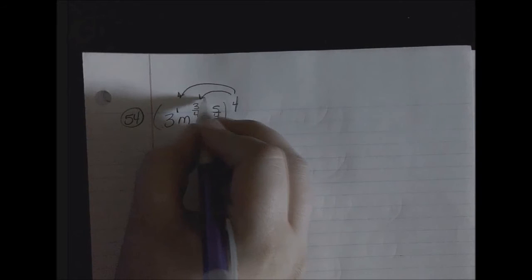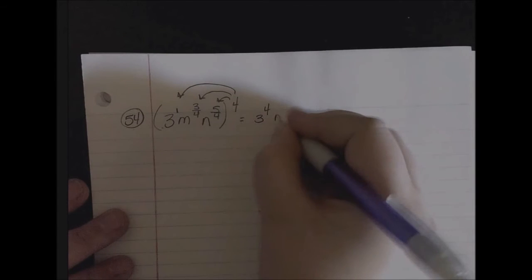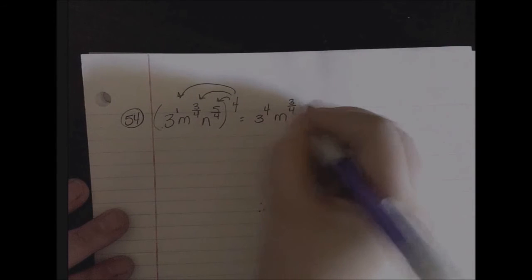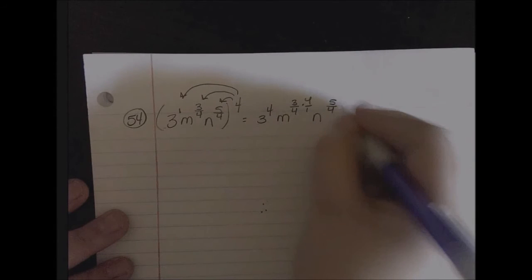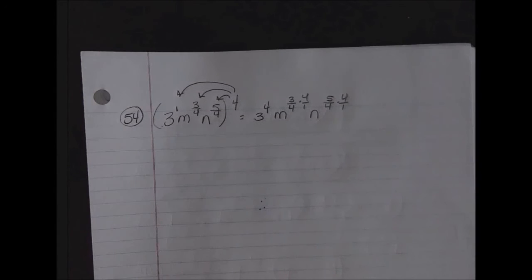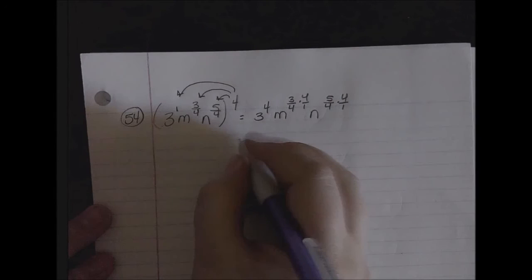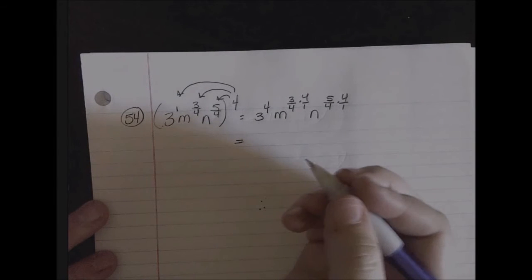So now I'm going to multiply or distribute that 4 into all of the exponents inside of the parentheses. So that gives me 3 to the 4th, m to the 3 over 4 times 4 over 1, and n to the 5 over 4 times 4 over 1. So 3 to the 4th gives me 81, because 3 times 3 is 9, 9 times 3 is 27, 27 times 3 is 81.